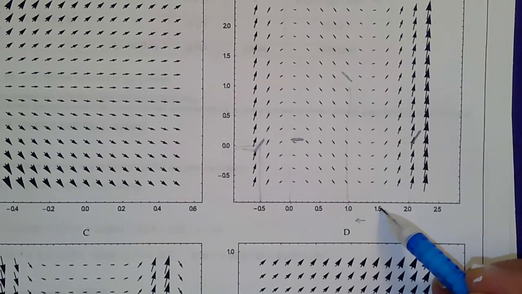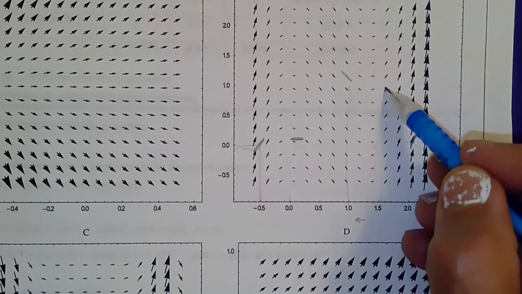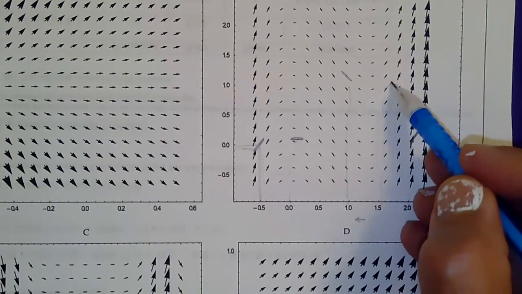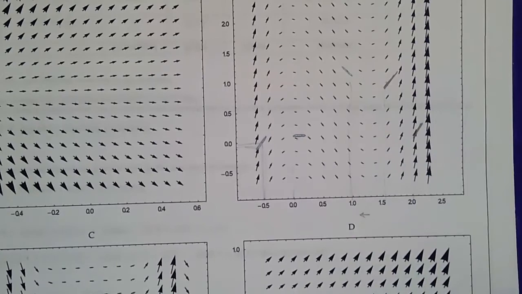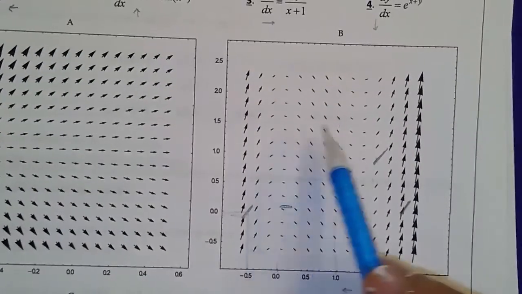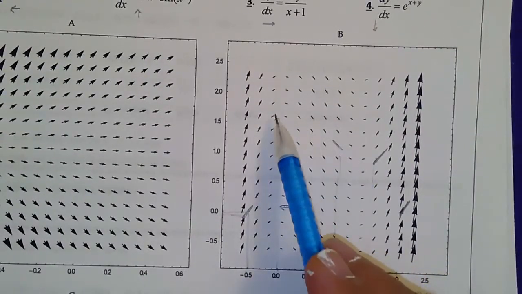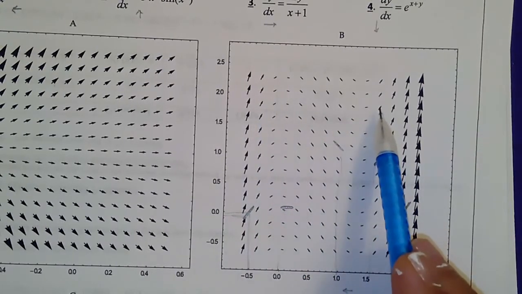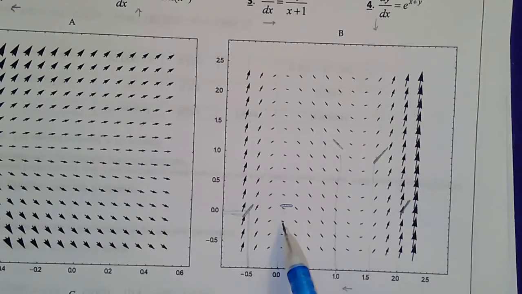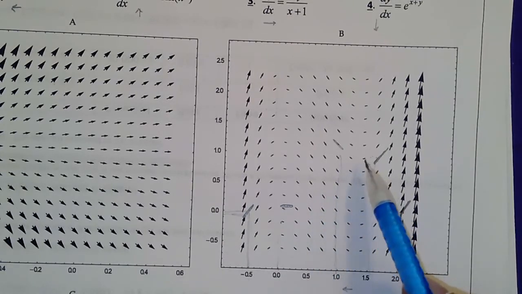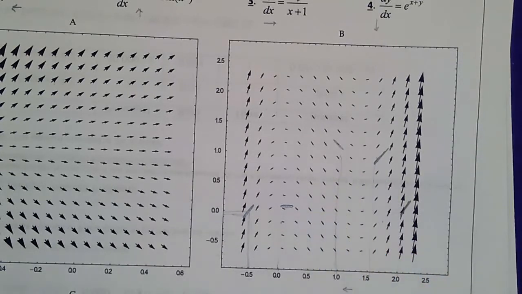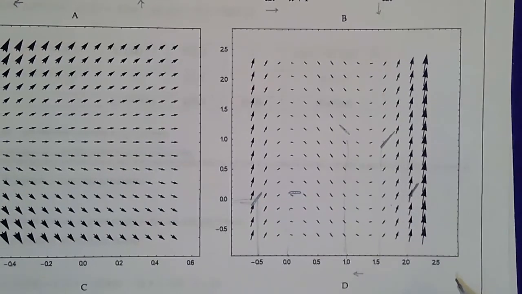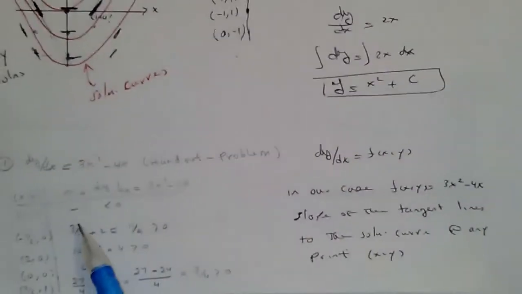1.5 comma 1, right about here, I came up with positive slope. So what I'm saying is select some random points, on top, left, and upper right, middle, lower left, and lower right, and see if the direction of the slope of the tangent line matches with what you have on your table.